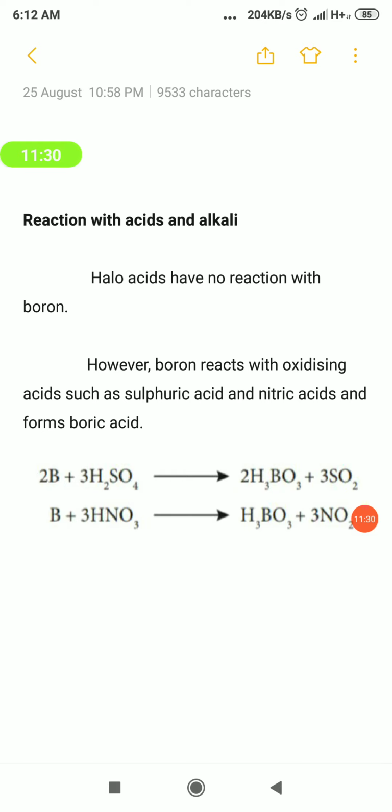When boron reacts with H2SO4, the resultant compound is boric acid. Even when boron reacts with nitric acid, the resultant compound will be boric acid. The formula for boric acid is H3BO3. So 2B plus 3H2SO4 gives 2H3BO3 plus 3SO2. Likewise, B plus 3HNO3 gives H3BO3 plus 3NO2. The resultant compounds are boric acid.